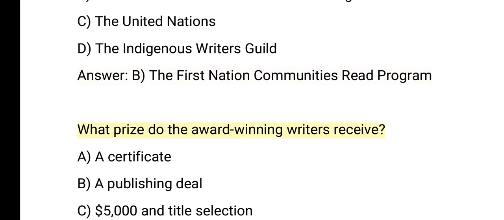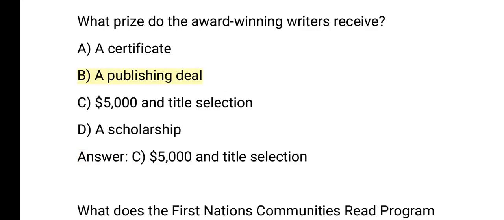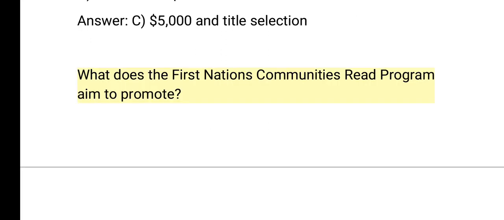What prize do the award-winning writers receive? A. A certificate. B. A publishing deal. C. $5,000 in title selection. D. A scholarship. Answer. $5,000 and title selection.